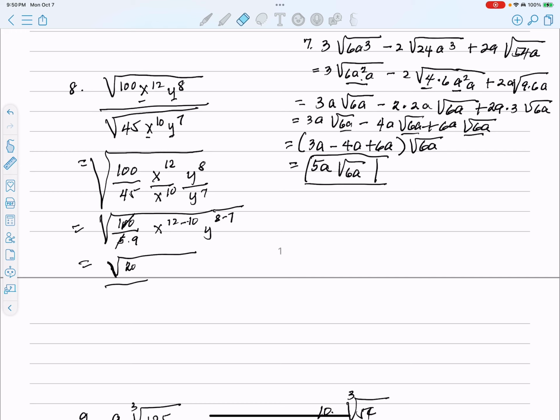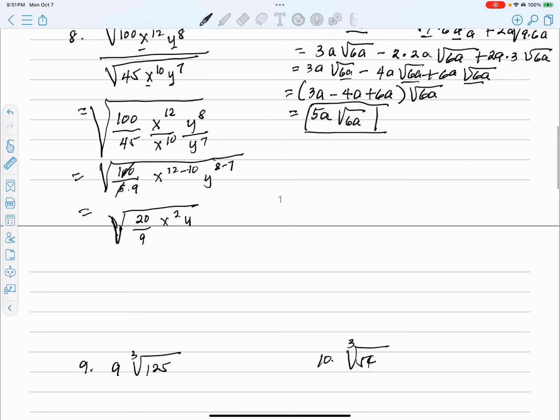Oops. I still have the bigger one. So this will be 20 over 9. So x to the second power, and 8 minus 7 equals 1, so y to the first power, or simply y.